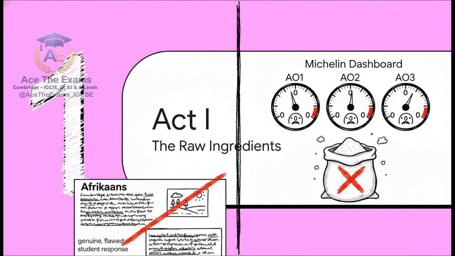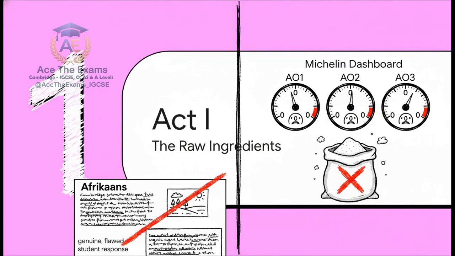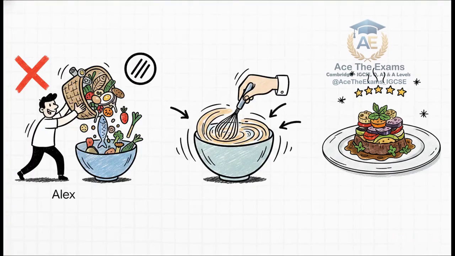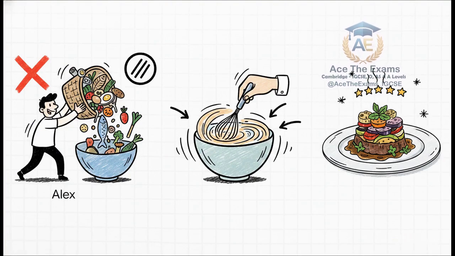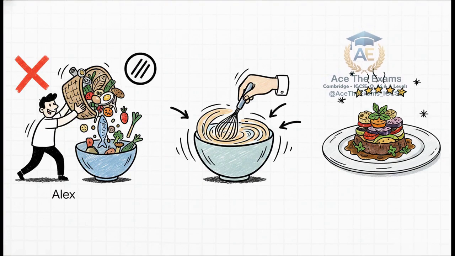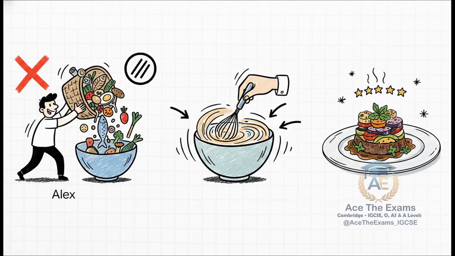Act 1. The raw ingredients. It is time to run the red digital pen through a failing response and see exactly where the sour notes are coming from. Let's look at a high-tariff past paper question alongside Alex's notoriously flawed student response. I brought Alex up to the dashboard and pointed out exactly why this response was flatlining. I told Alex, you are completely ignoring the 3 cognitive assessment domains.